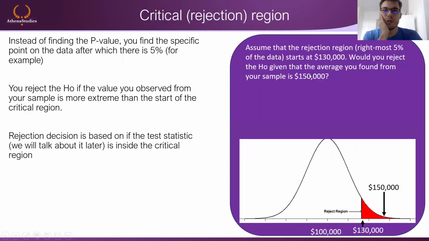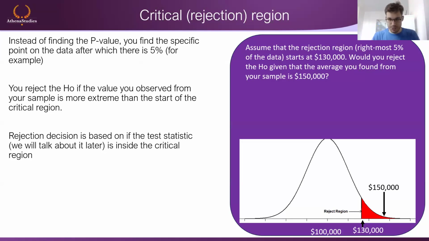Okay, so let's go back here. Instead of finding a p-value, we can find a specific point on the table, on the data set, which will tell us that if we get this, there is a 5% chance or less that we are wrong. So if we get a sample, we can reject this H0 if the value that we observed is more extreme than the start of your critical region.